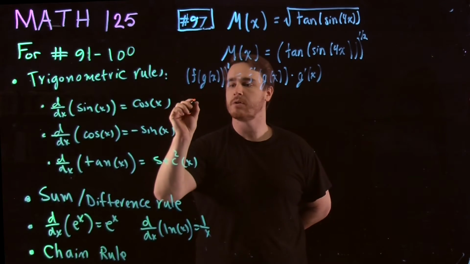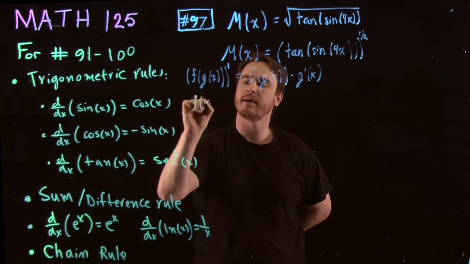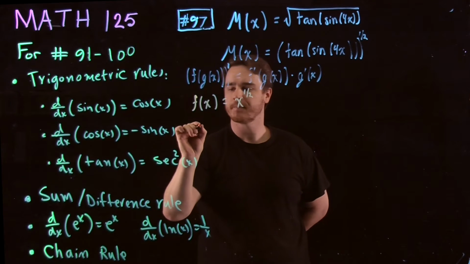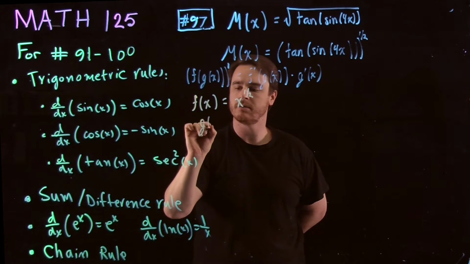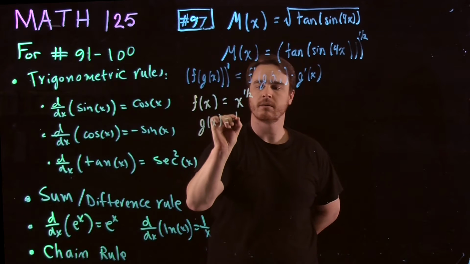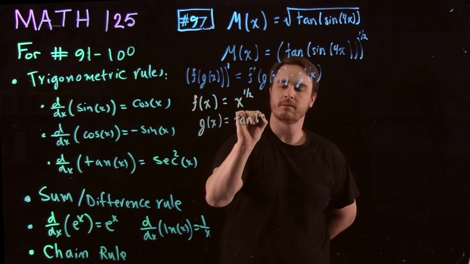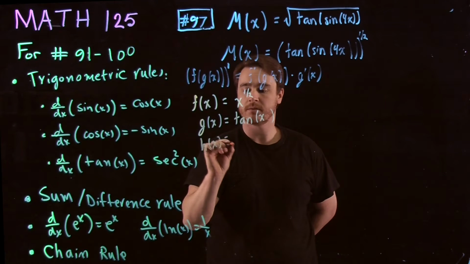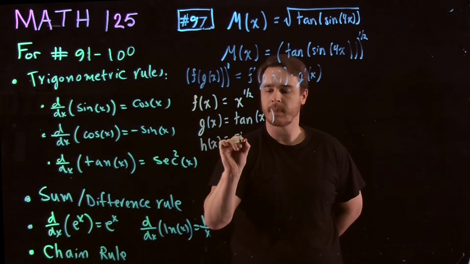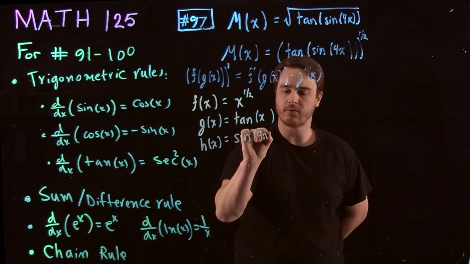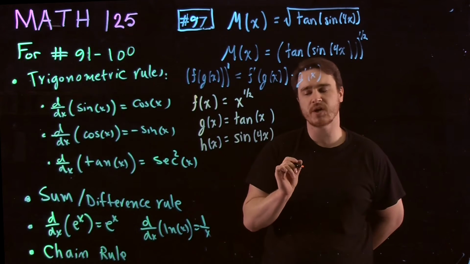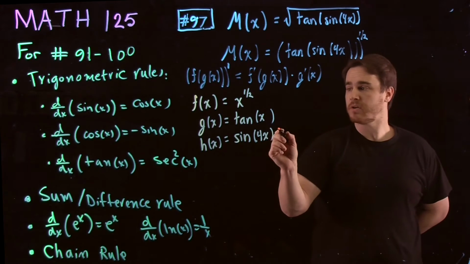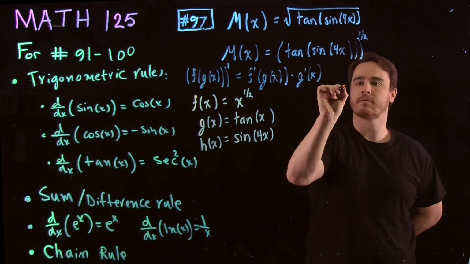So what I'm going to do is I'm going to call f of x to be x to the 1/2. I'm going to call g of x as tangent of x and h of x to be sine of 4x. Now you might note that we have another chain rule going on here, but that one doesn't take as much work. So let's start with the top.